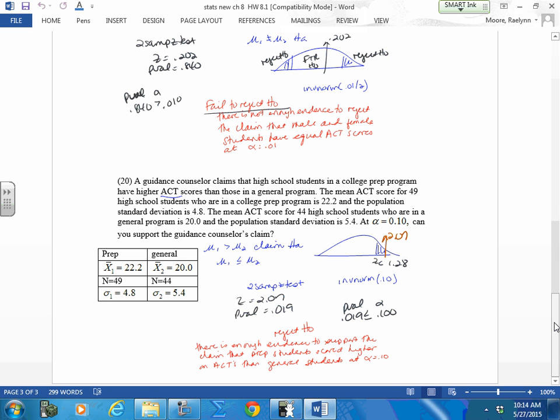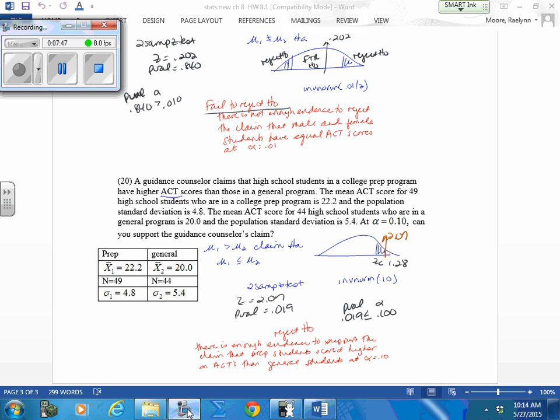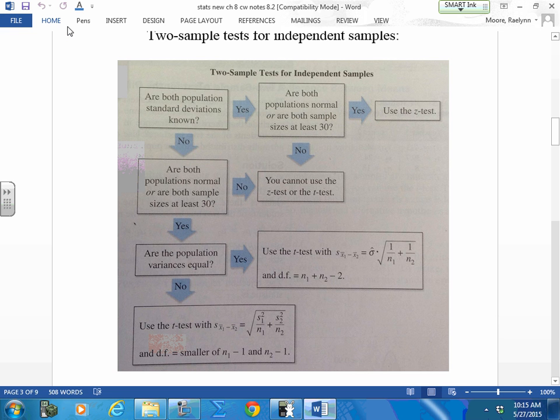Okay. Questions on any of these? No? Good. Very good. So, simple. It's on the back of your note page.